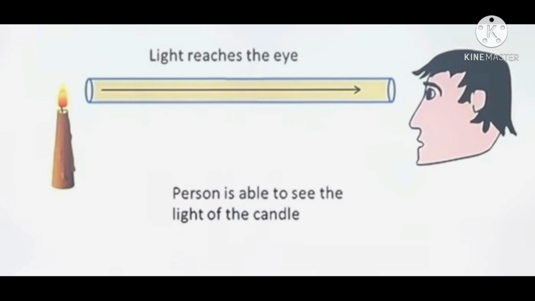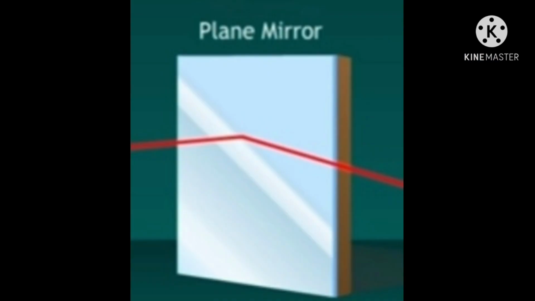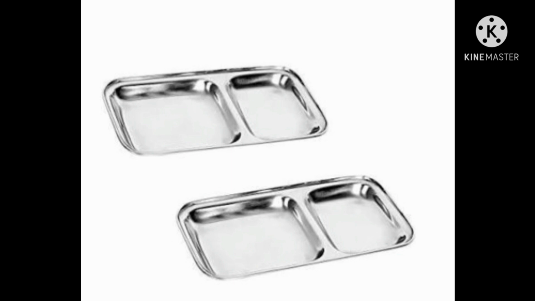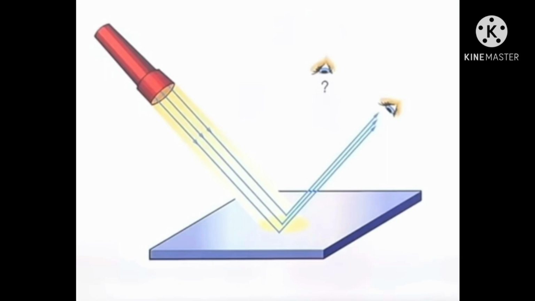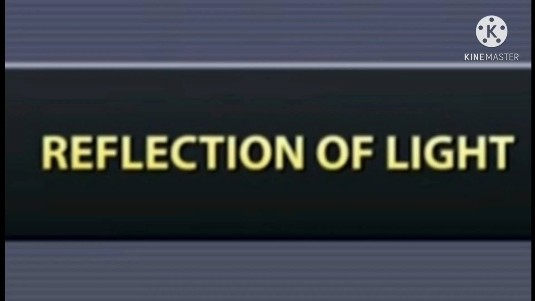How can we change the path of light? Do you know what happens when light falls on a polished or shiny surface? One way to change the direction of light is to let it fall on a shiny surface. For example, a shiny stainless steel plate or a shining steel spoon can change the direction of light. The surface of water can also act like a mirror and change the path of light. That is, when light falls on the surface of an object, the object sends the light back.